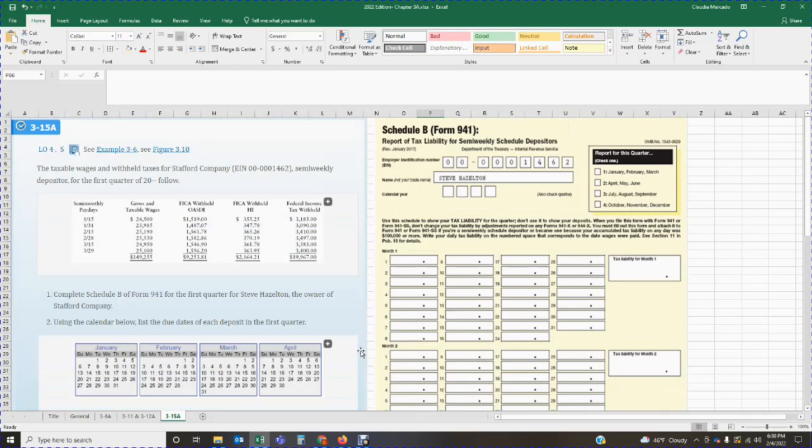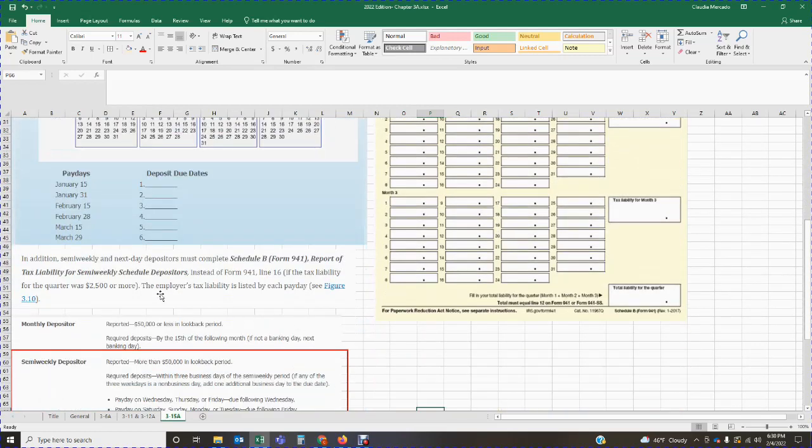Okay, now there's a lot of information included to be able to complete this problem, so do not get overwhelmed with the information. Okay, the textbook does not go very much in depth about Schedule B. It basically just mentions that if you are classified as a semi-weekly or a next day depositor, you are responsible to complete Schedule B Form 941, which is a report of tax liability for semi-weekly scheduled depositors instead of Form 941, line 16.